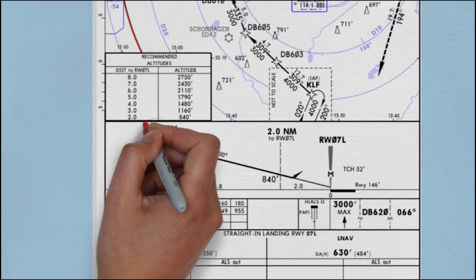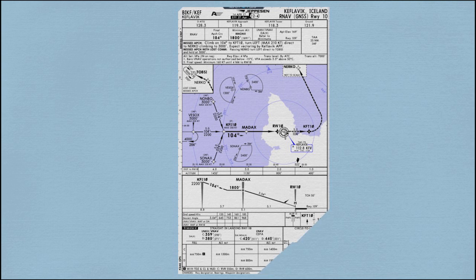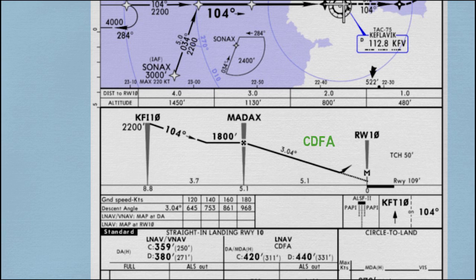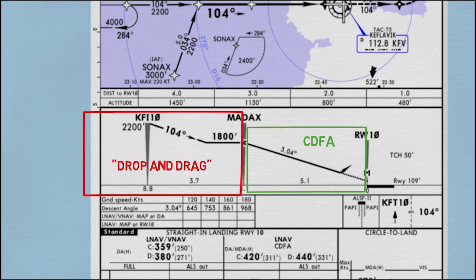Some RNAV approaches are cleverly designed and assume a continuous descent flight angle from a final approach fix. Now that is pretty clever. Other RNAV approaches, and quite a lot of them, are designed in an old-fashioned way, with a continuous descent from a low-level final approach fix, preceded with a prior drop and drag segment. In this case, a continuous descent from a higher level would mean just over 3,000 feet at point Kilofox India 10.